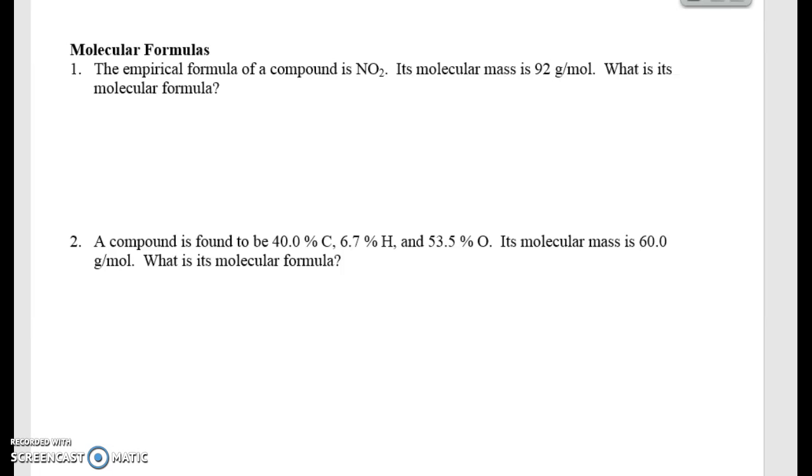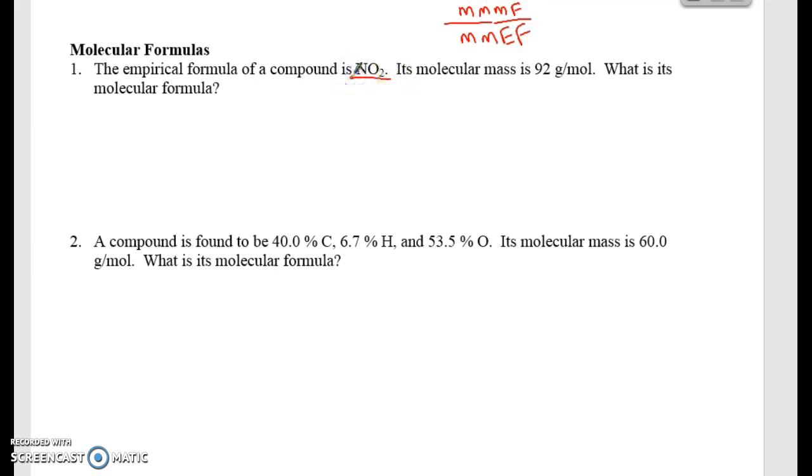When you want to figure out the molecular formula of something, what you are going to end up doing is taking the molar mass of the molecular formula, which I'll abbreviate MMMF, and dividing by the molar mass of the empirical formula. Now, this problem is easier because I already gave you the empirical formula.